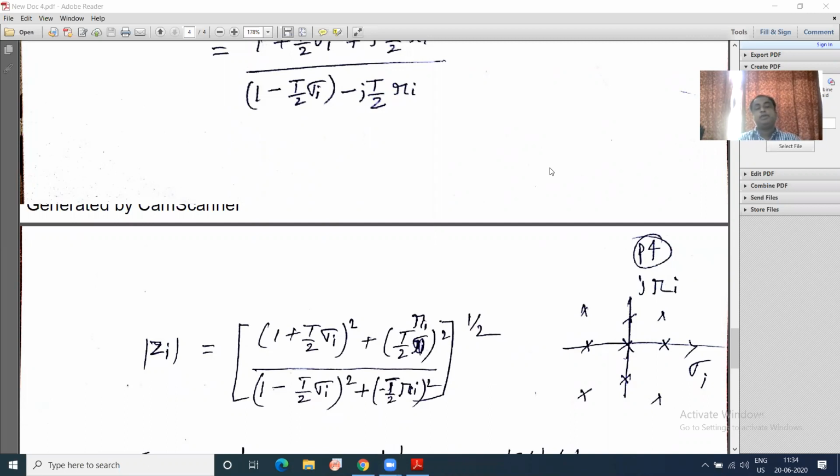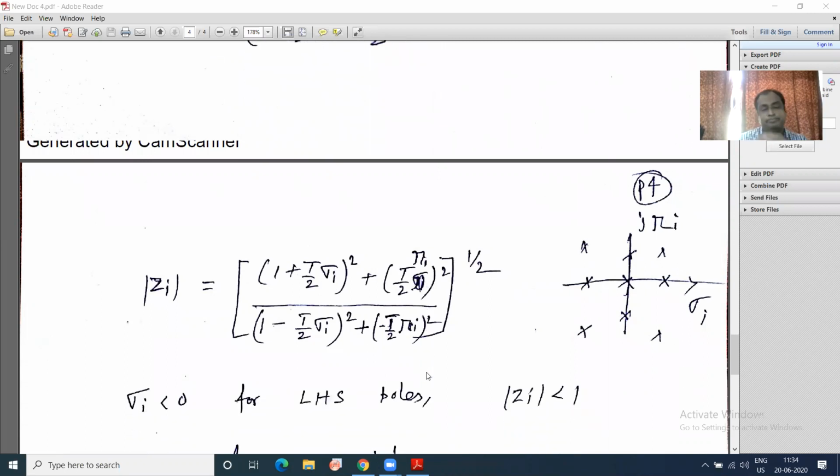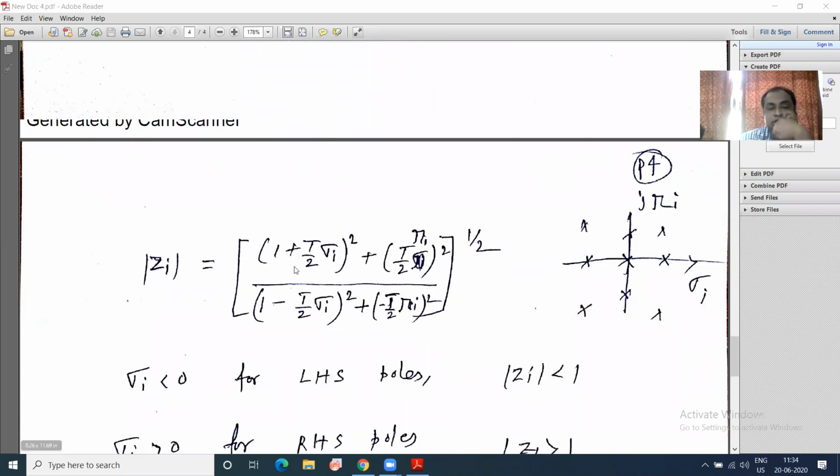Okay, all right. Now the magnitude of z I equals the square root of 1 plus t by 2 sigma I whole square, plus the imaginary term, over 1 minus t by 2 sigma I whole square, plus the imaginary term. This is your z. Now see, sigma I less than 0. Sigma I less than 0 means what? Sigma I negative. Less than 0 means negative, that means left half s plane pole. Agreed? Now if sigma I is negative, then what happened?